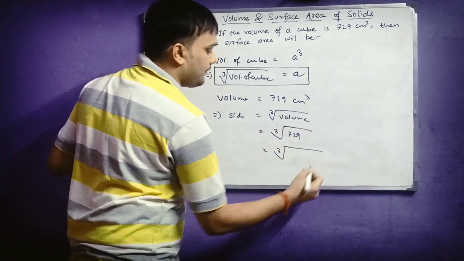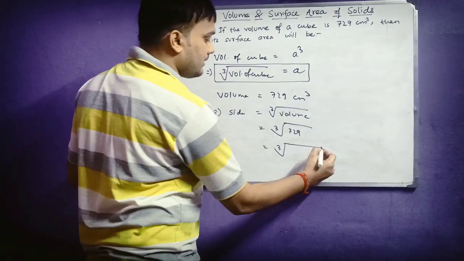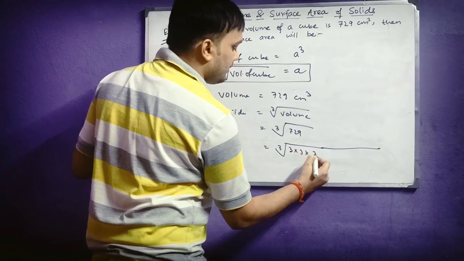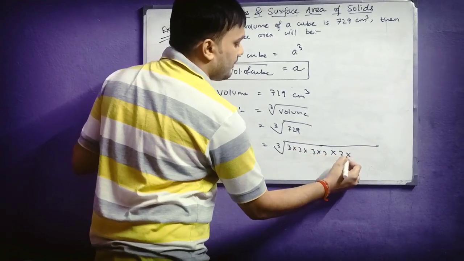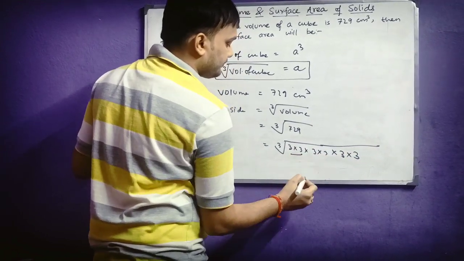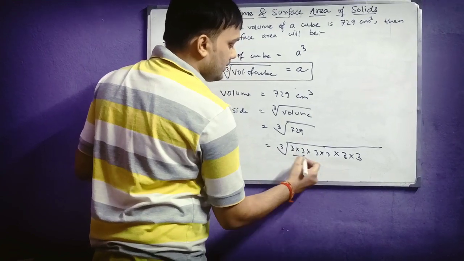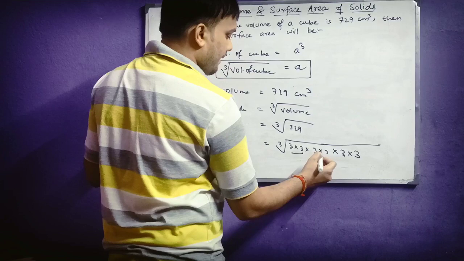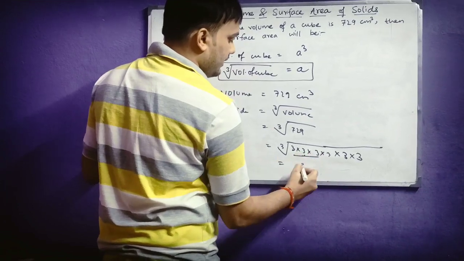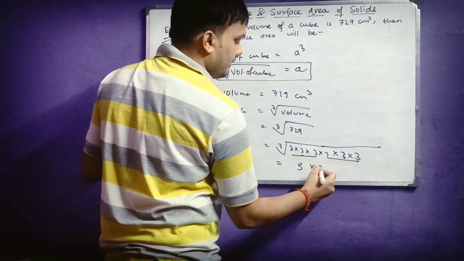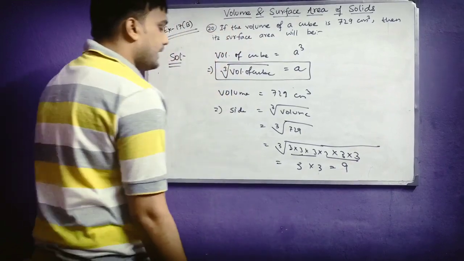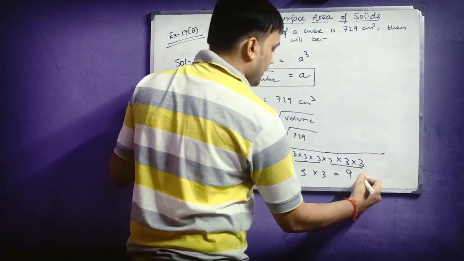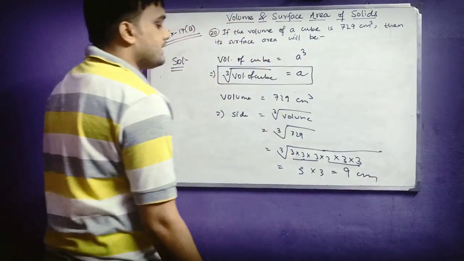If you do the prime factorization, you will get that in 729 there are 3 into 3, 3 into 3, 3 into 3. From here you will get 3, and from here it will be 3. So what is the edge? The edge of the cube, or side of the cube, is 9 centimeter.